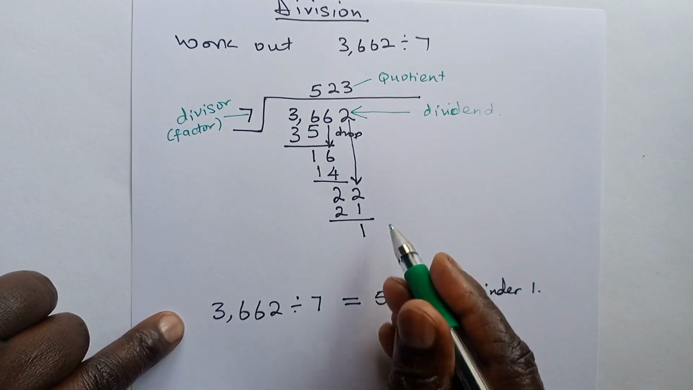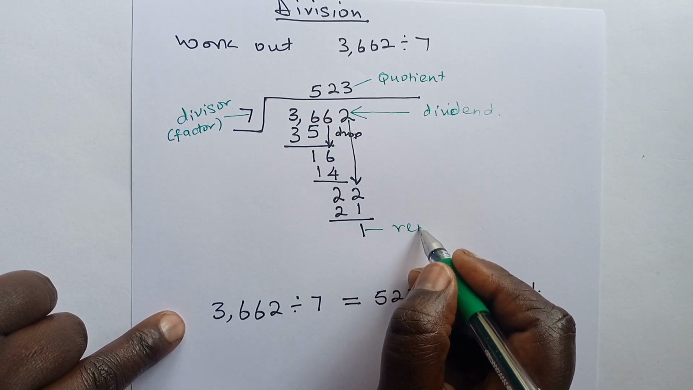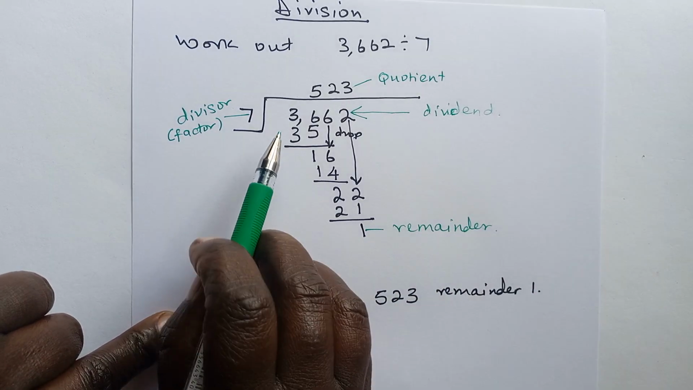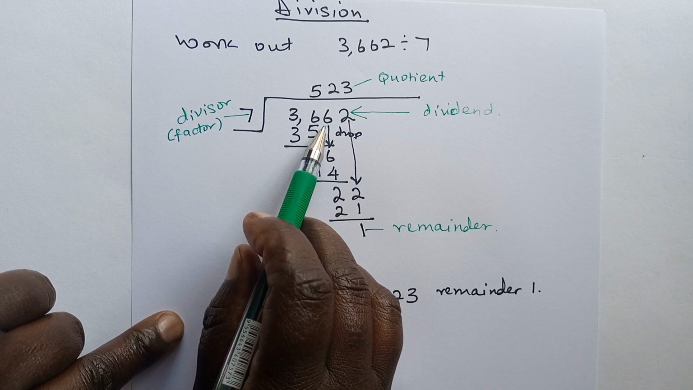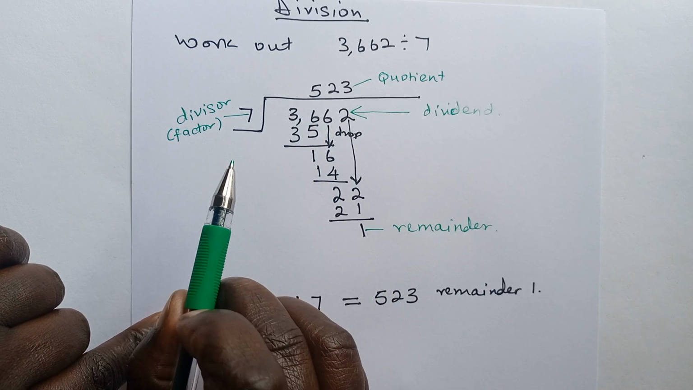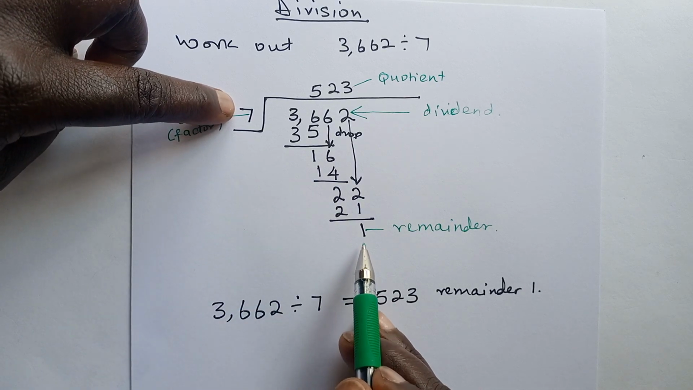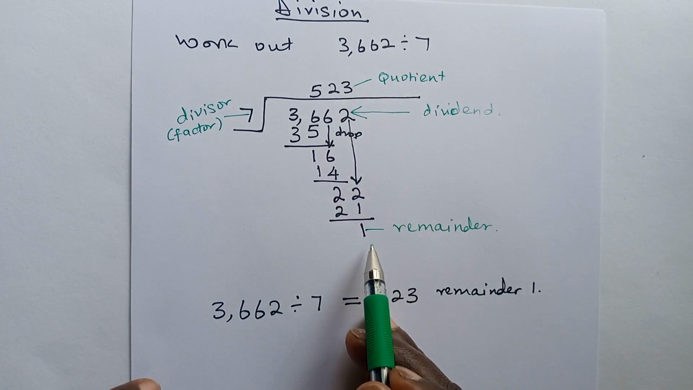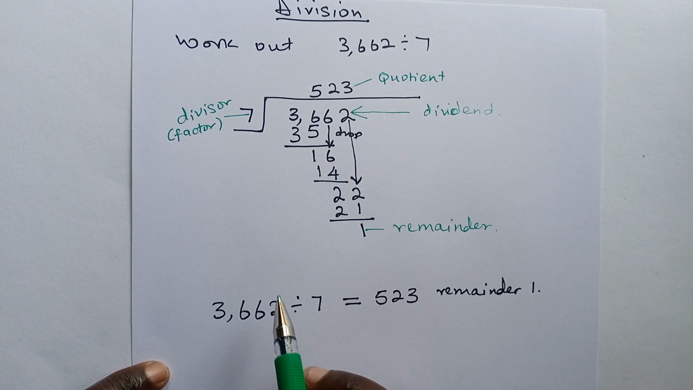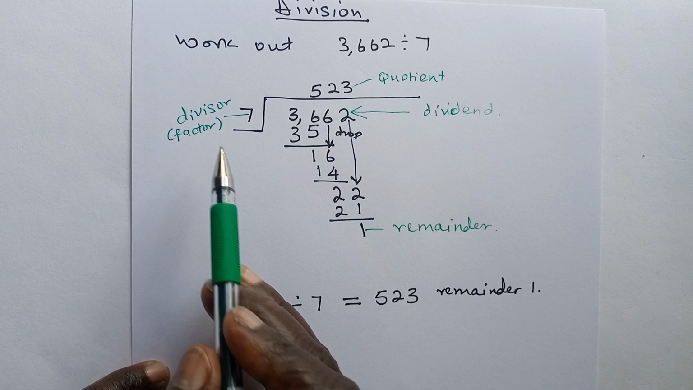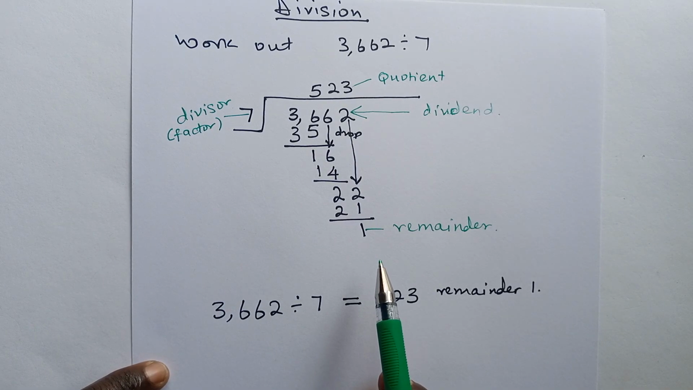Now we have 1, which is our remainder. When you have a remainder, it means this number cannot be divided by 7 exactly. There is a remainder. Sometimes you will have a number that can be divided by a divisor and no remainder. We call that an exact divisor.